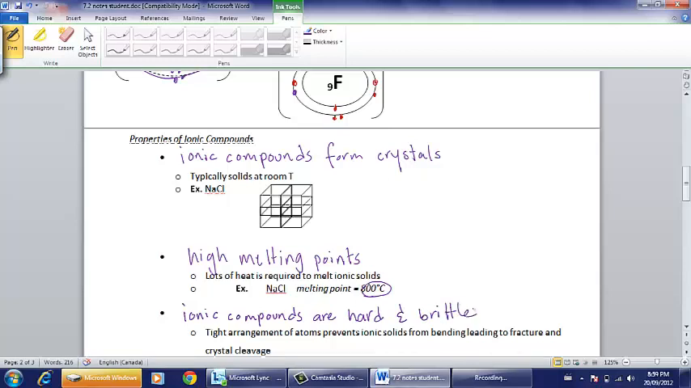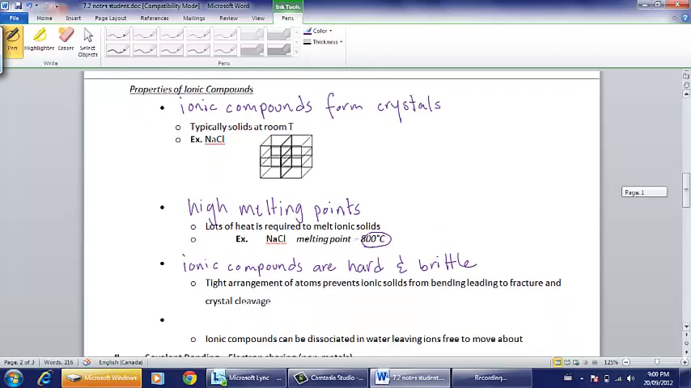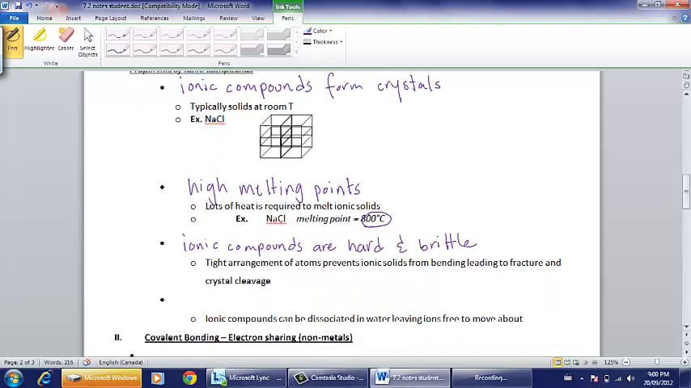The tight arrangement of atoms prevents ionic solids from bending, so this leads to fracture. Ionic compounds conduct electricity when they're dissolved in water. Because in water, the ionic compounds will dissociate into their ions, and the ions will be free to move about and can therefore conduct the electricity.